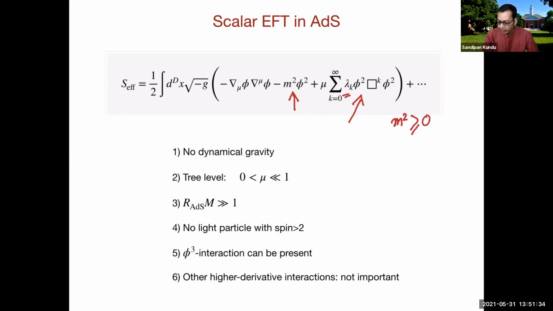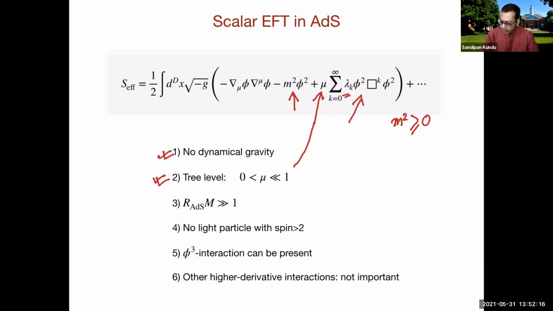Let me make some comments about this setup. I start with the setup with no dynamical gravity. That's just for simplicity. As I said before, inclusion of gravity is trivial. So I'll include gravity in the second half of the talk, just as a generalization of this setup. Also, this effective field theory will be analyzed at tree level, which will be implemented by taking this overall coupling constant mu to be positive but small. So all the quantities will be computed at the leading order in mu.